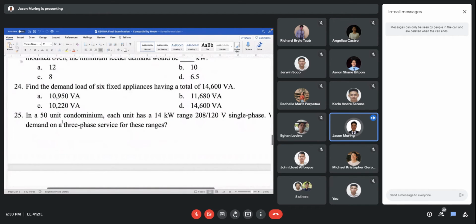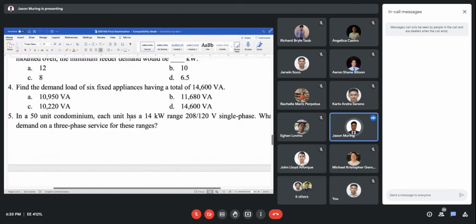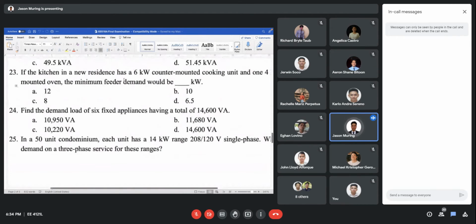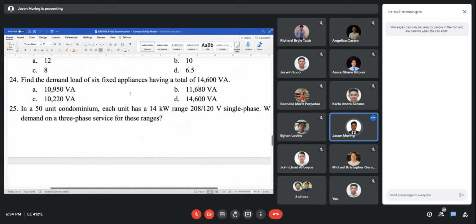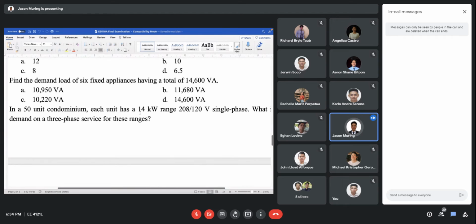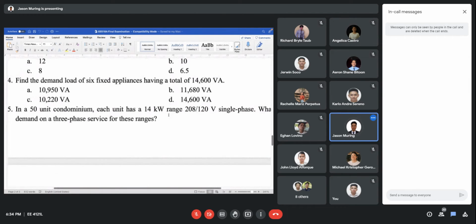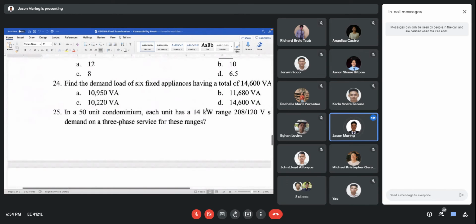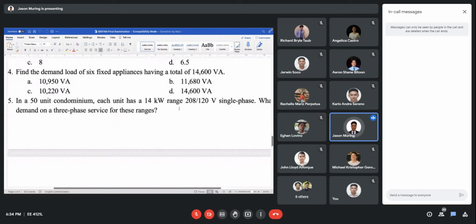Then here, it's about a range again. Same with this one, we have to look at 220.55. So in a 50 unit condominium, each unit has a 14 kilowatt range, 208/120 single phase. Then what is the demand on a 3-phase service for this range?